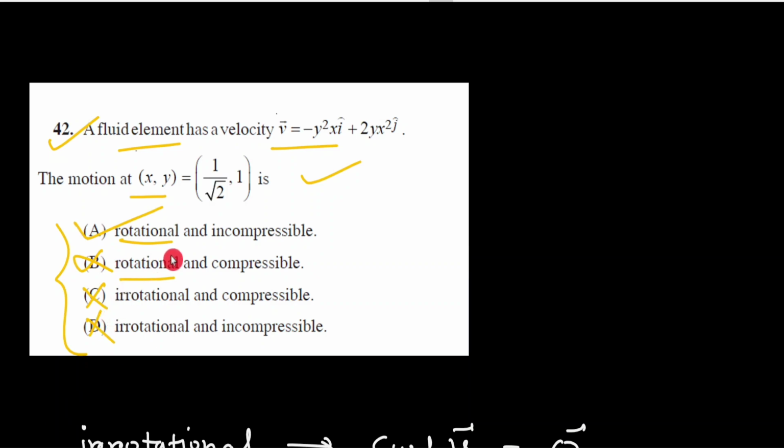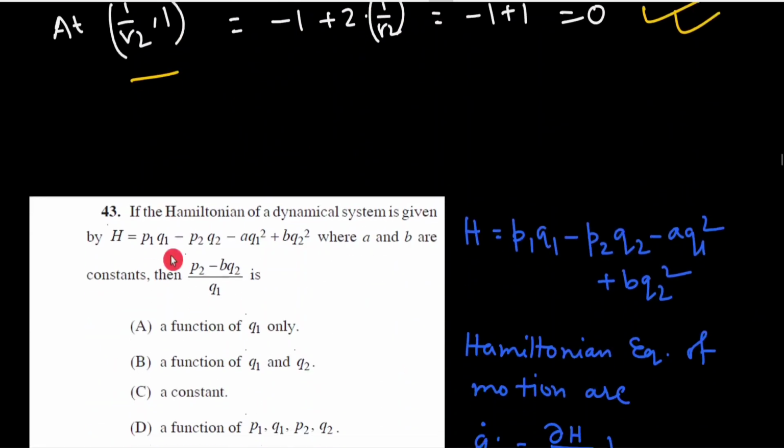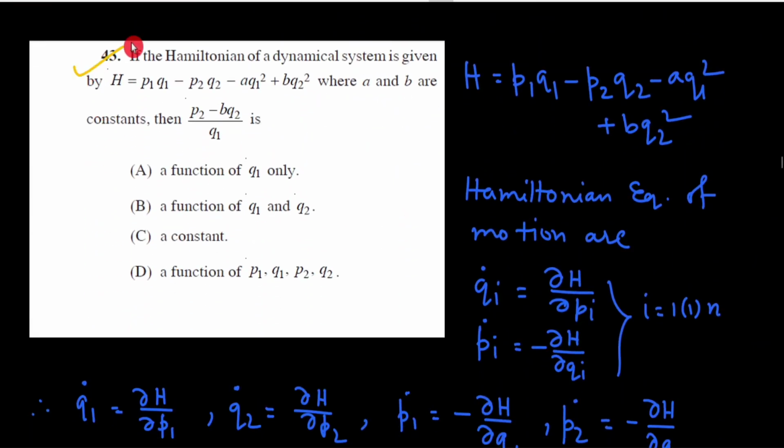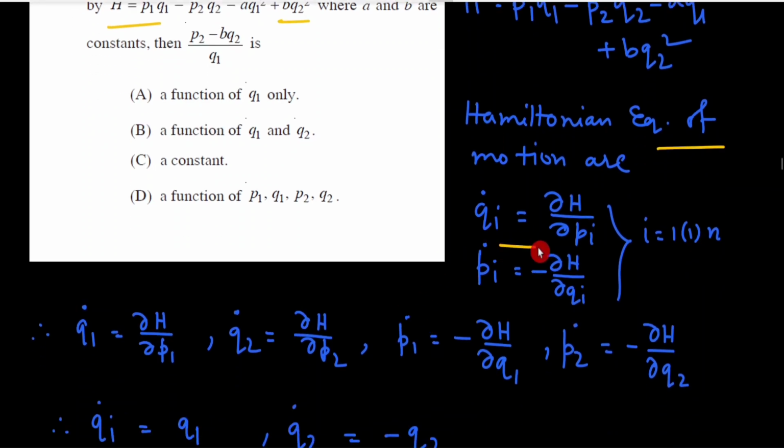Now go to question number 43. The Hamiltonian of the dynamical system is given by H equal to P1 Q1 plus P2 Q2 minus A Q1 square plus B Q2 square, where A, B are constants. This is a question from classical mechanics, the Hamiltonian dynamical system. To solve this question, we need to know the Hamiltonian equations of motion. The Hamiltonian equations of motion are Qi dot equal to del H del Pi and Pi dot equal to minus del H del Qi.